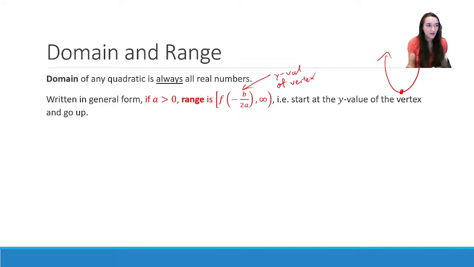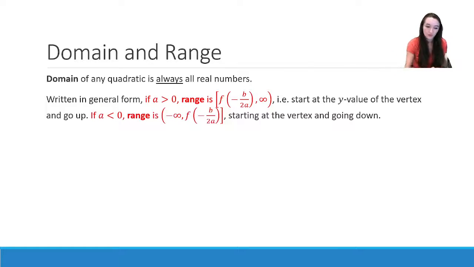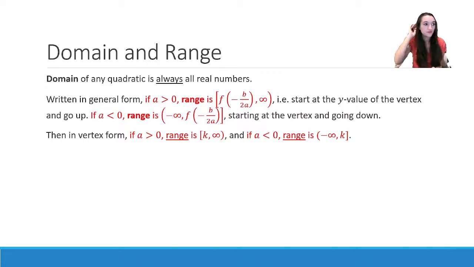But on the flip side of that, if a is negative, so we are facing in the opposite direction, then we are going from the y value of the vertex and down. So we're starting here and we go down. Makes sense. So, if we are in vertex form, though, our range is still going to do the same thing, but we just have to be aware of what our y value is. Our y value is now k instead. So it's the same basic instructions depending on whether you're using f of -b over 2a or you're using k. Either way, if we're pointing upward, it's going to be from the y value of the vertex up. If we're pointing down, it's from the y value of the vertex down.